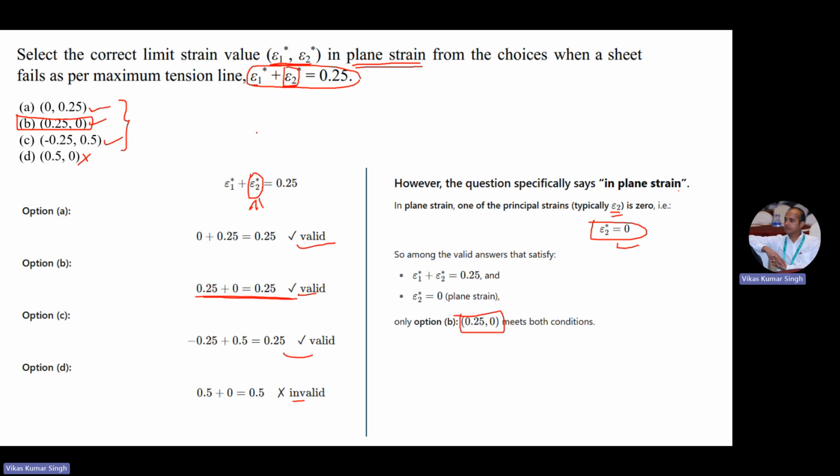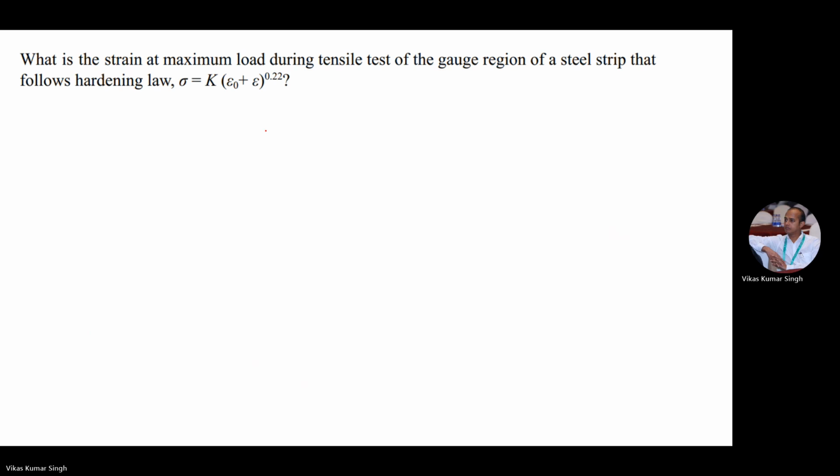Now we are moving towards the next question, question number 3. In question number 3, it is given: what is the strain at maximum load during a tensile test of the gauge region of a steel strip that follows the hardening law sigma equal to K into (epsilon naught plus epsilon). In the previous assignment also I discussed this formula.